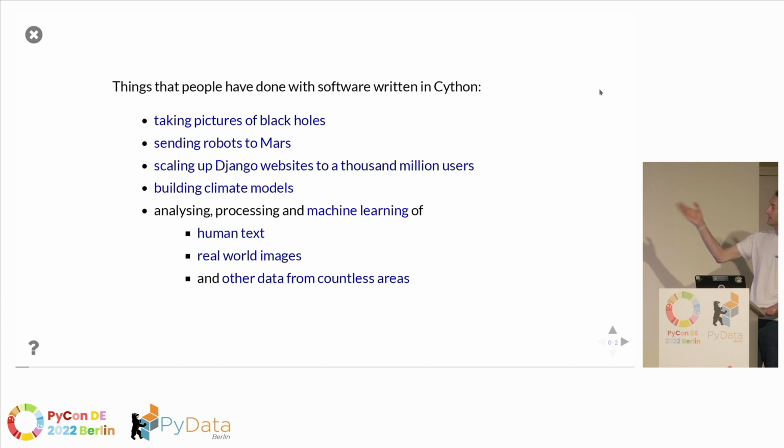In any of these endeavors that you see there, people have been using software that was written in Cython. So, taking pictures of black holes, sending robots to Mars, right? It's really cool. Instagram is a big Python user and uses Cython code. Climate modeling, machine learning, all that. Whenever you're doing some kind of data analysis, you'll probably be using some piece of code that's written in Cython.